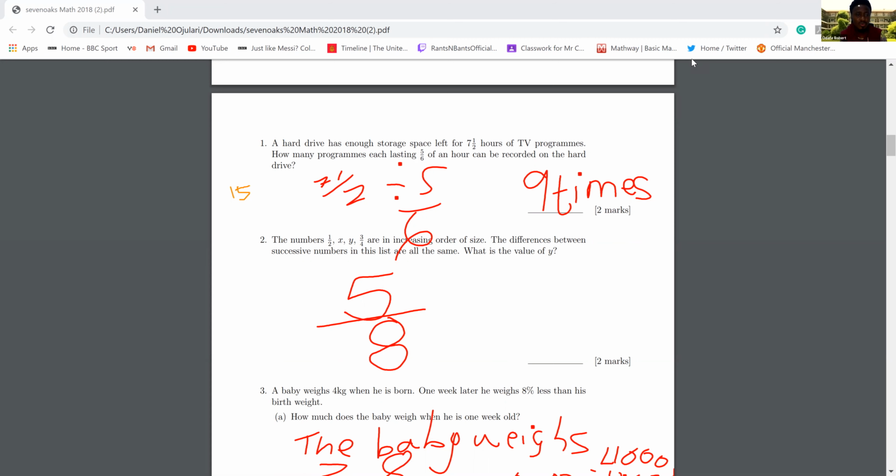Now 7.5 is the same thing as 15 over 2, right? Can you hear me, Daniel? 15 over 2. So you are dividing by 5 over 6. Now, since you are dividing, you need to change this to multiplication. That step in maths is very important. You need to tell us how this division became multiplication.